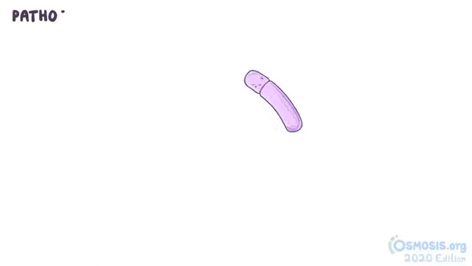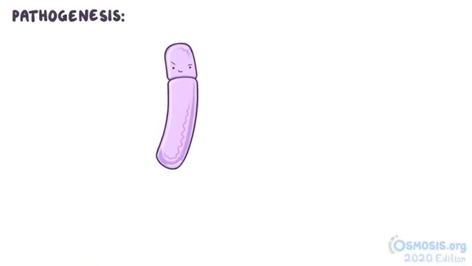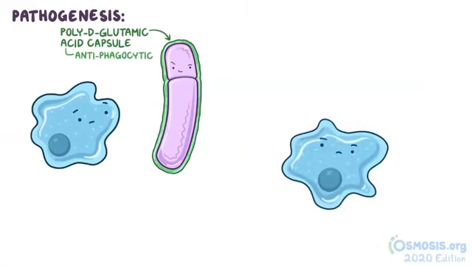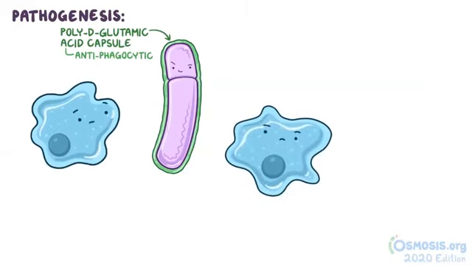Now, in terms of pathologies, first, the active form of the bacteria produces a poly-D-glutamic acid capsule that has antiphagocytic properties, so once it's released from the macrophage, it cannot be ingested by another macrophage again.